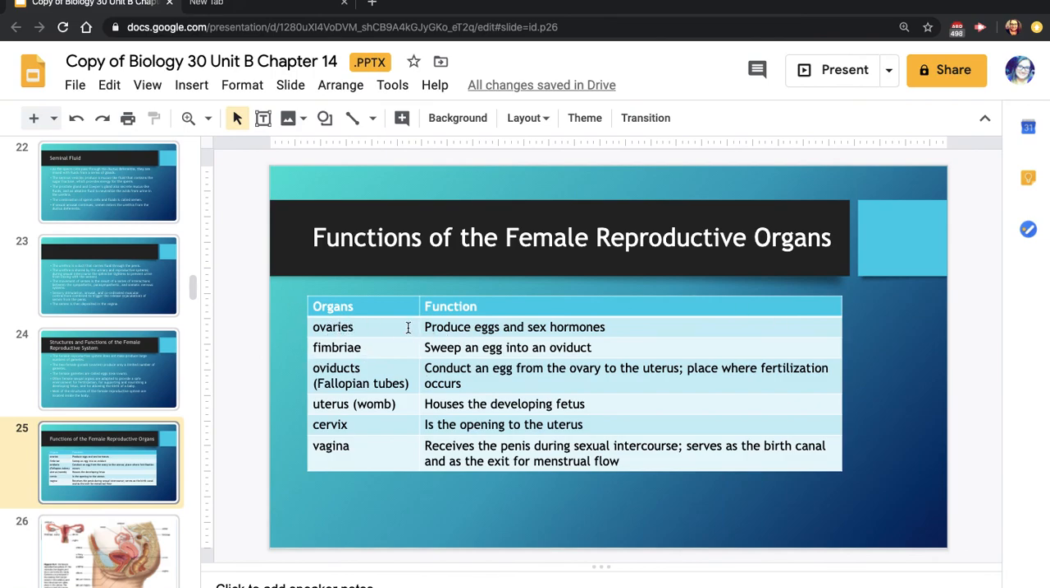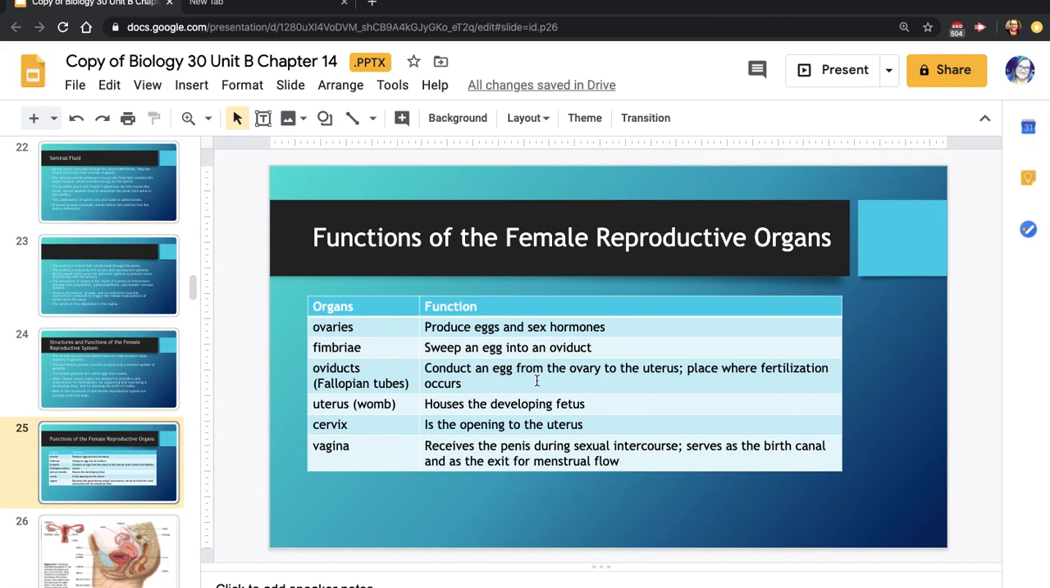We've got ovaries, which are the ones that produce the eggs, but also estrogen and progesterone, which are sex hormones. The fimbriae are the ones that sweep the egg into the oviduct. So they're the ones that help to move the egg out of the ovaries. The oviducts are the fallopian tubes. Those are the ones that connect your ovaries to your uterus. This is normally where fertilization occurs. So this is where the sperm need to make it to in order to reach the egg.